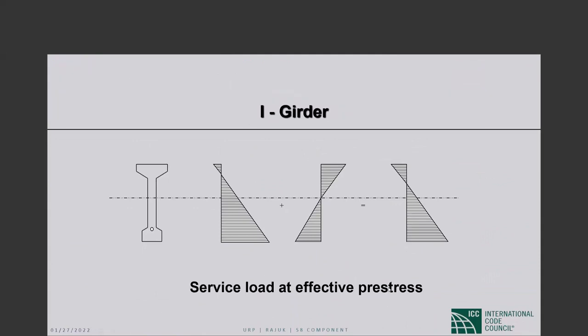Now this is service load at effective pre-stress. So the pre-stress has been reduced by the losses. And then we apply the other loads on the structure. Suddenly we have a little bit of improvement in the condition. So this stress has been reduced a little bit. And this stress has also changed. So that's why ACI applies stress limits. There are two kinds of stress limit. One is for the initial condition and one is for the service condition. They are different, and ACI indirectly recognizes these kinds of situations in those stress limits.